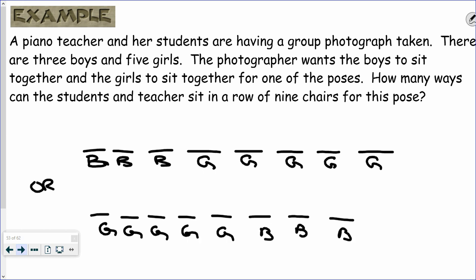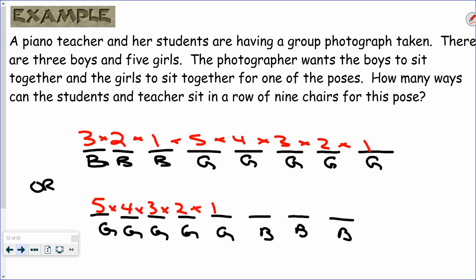Whenever I'm looking at ordering people, I generally use the fundamental counting principle. So I know that there's 3 boys, so 3 options for the first boy, then 2, then 1. I know that there are 5 girls, so 5, then 4, then 3, then 2, and then 1. Same thing on the bottom. I have 5 options for this first girl, and then 4, and then 3, and then 2, and then 1. And then I have 3 boys, and then 2 left to choose from, and then 1.